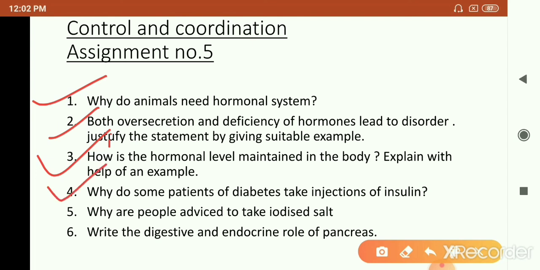Why do some patients of diabetes take injections of insulin? Why are people advised to take iodized salt? And finally, write the digestive and endocrine role of the pancreas.